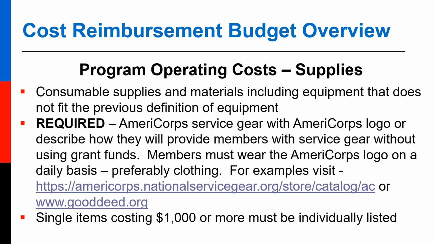The fifth subsection, section E, is supplies. The supplies section includes consumable supplies and materials, including equipment that does not fit the previous definition of equipment. You are required to budget for AmeriCorps member service gear, such as AmeriCorps branded polos or t-shirts, lanyards, name tags with the AmeriCorps logo, or you have to describe how you will provide members with service gear without using grant funds. For more examples or ideas of member service gear, you can visit the CNCS National Service Gear store or gooddeed.org. I don't get any kickbacks from either of those, as they're usually just the largest vendors. You also have the option to utilize local vendors, but again, you just have to have the AmeriCorps logo on it. Members must wear the AmeriCorps logo on a daily basis, and CNCS prefers it through clothing. Single items costing $1,000 or more must be individually listed.